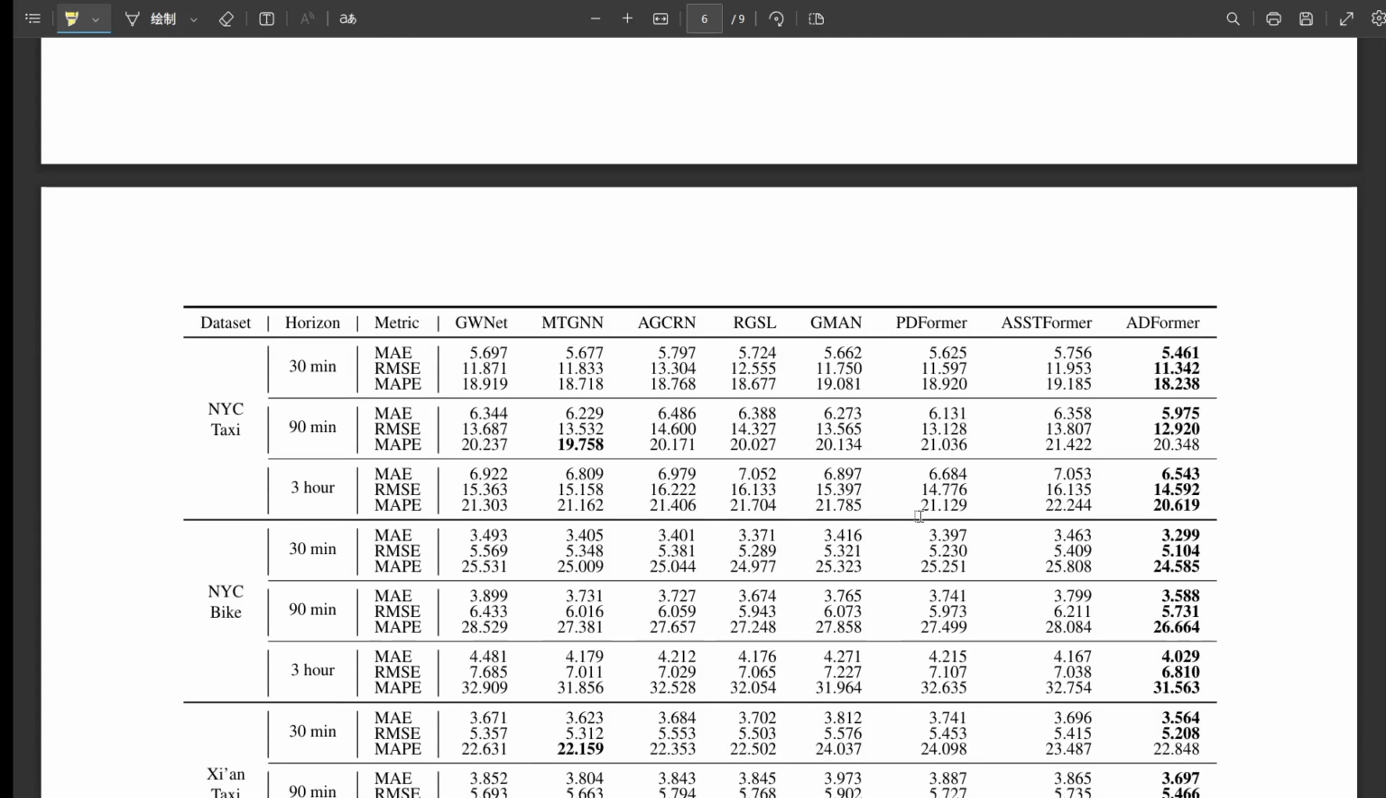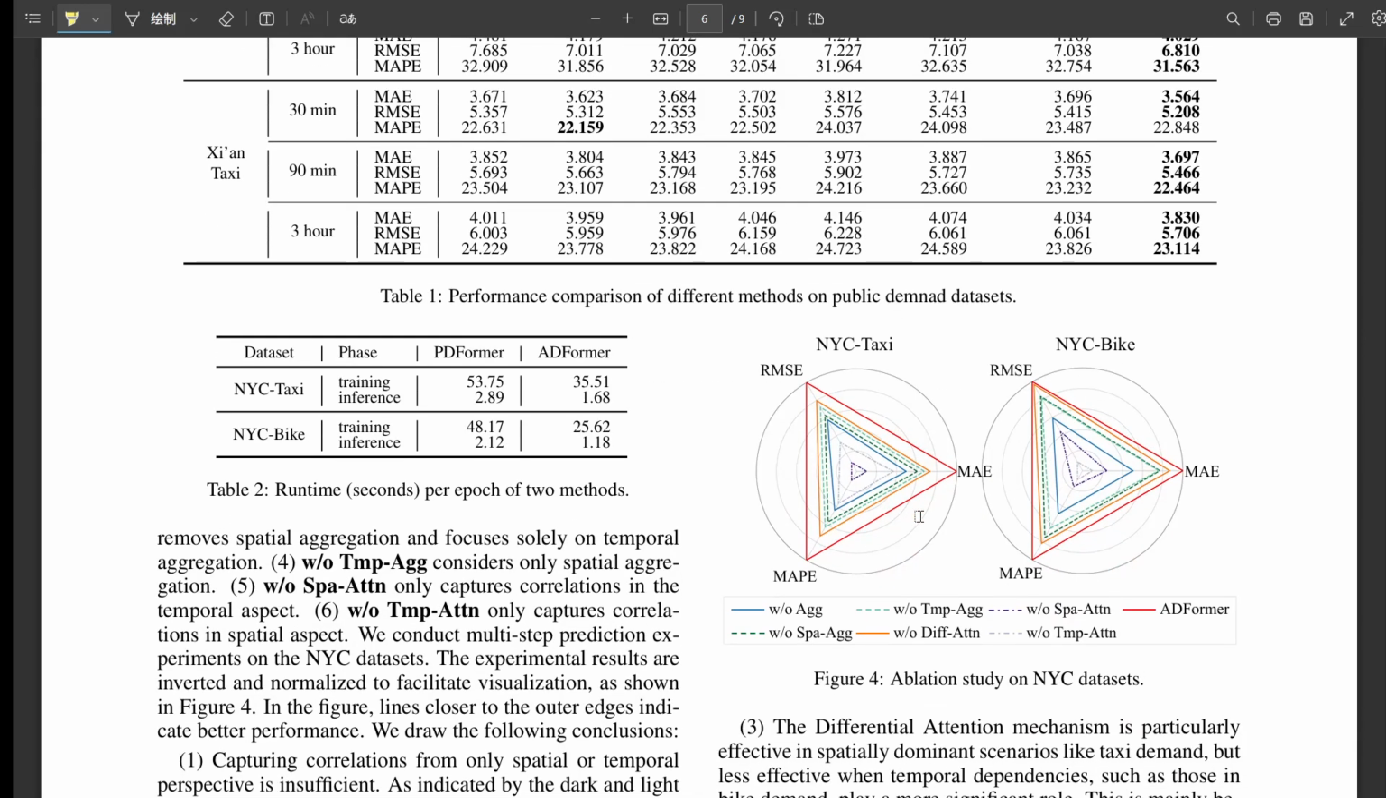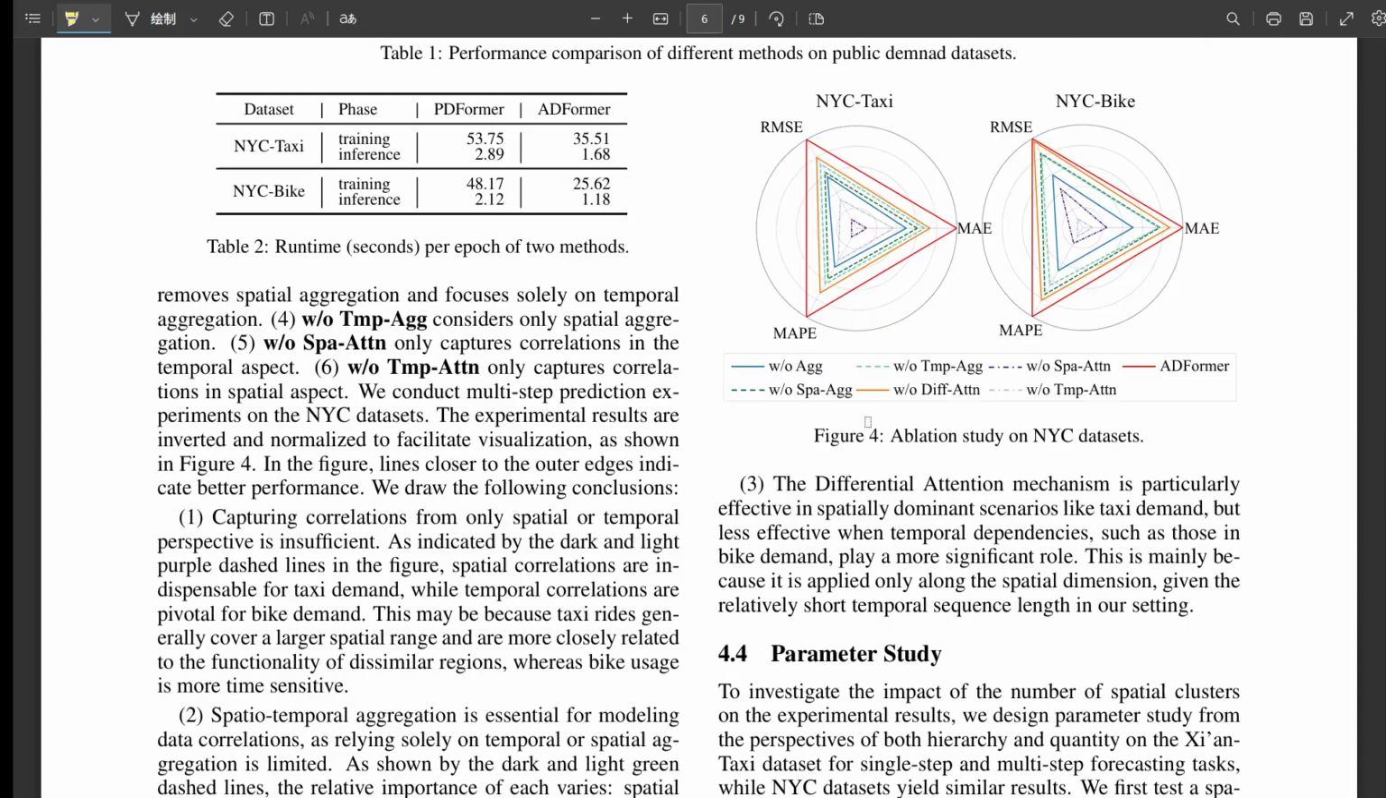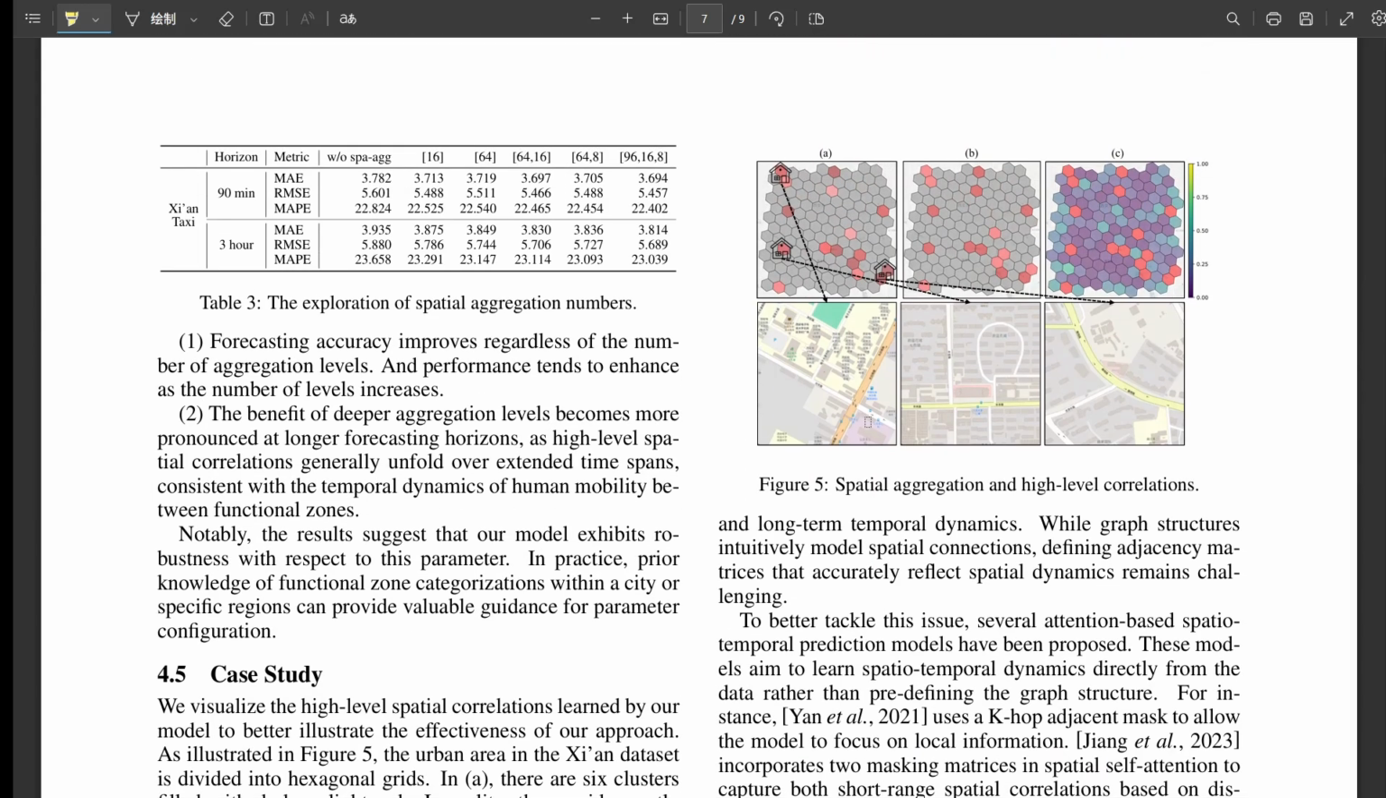No surprise there, maybe. But interestingly, the relative importance of space versus time seemed to depend heavily on the type of data. Oh, how so? What mattered more for taxis versus bikes? The results showed that spatial correlations were indispensable for taxi demand. Removing the spatial modeling components caused a much bigger performance drop for taxi predictions than removing the temporal ones. But for bike demand, it was the opposite. Temporal correlations were found to be pivotal. Removing the temporal modeling hurt bike predictions much more than removing the spatial side.